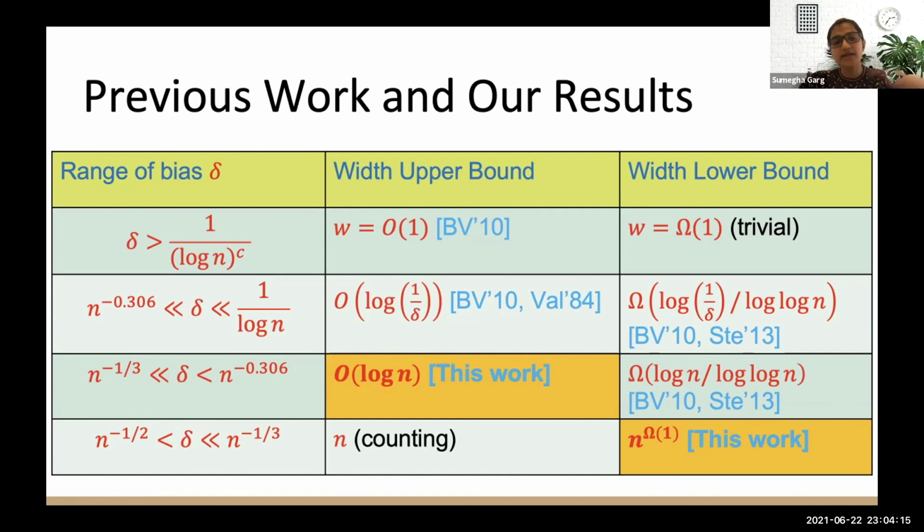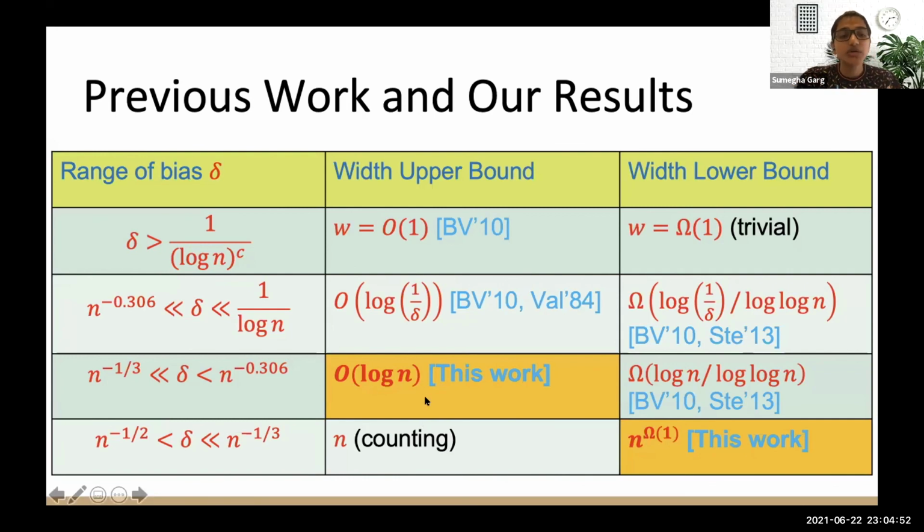Then, using an AND-OR tree of fan-in 2, we can actually detect a bias of n to the minus 0.3 with just log n depth. This is a read-once Boolean formula that detects a bias of n to the minus 0.3. So this gives an order log n width read-once branching program that detects a bias of as small as n to the minus 0.3. Compare this to the fact that counting takes n width in a read-once branching program.